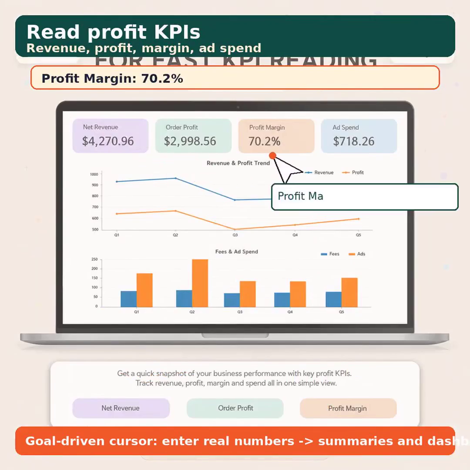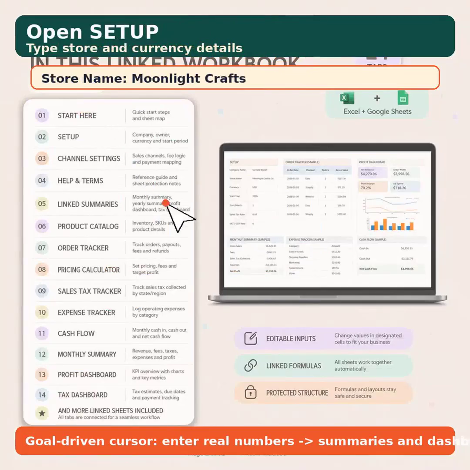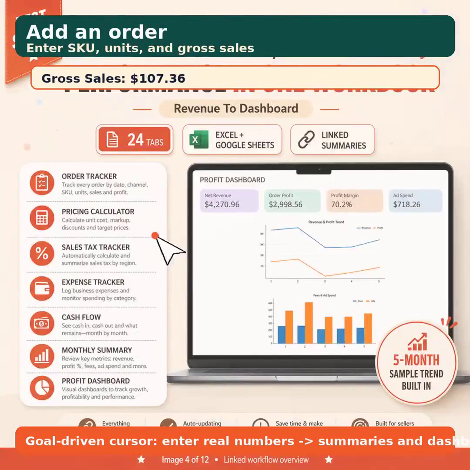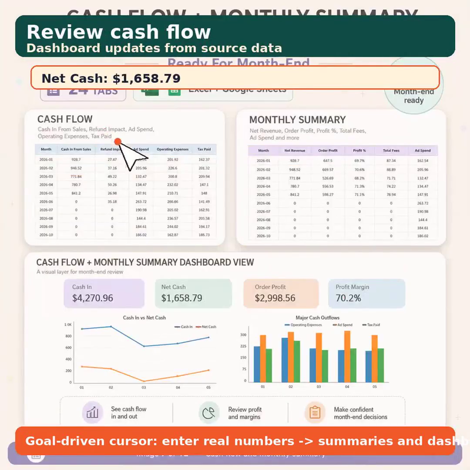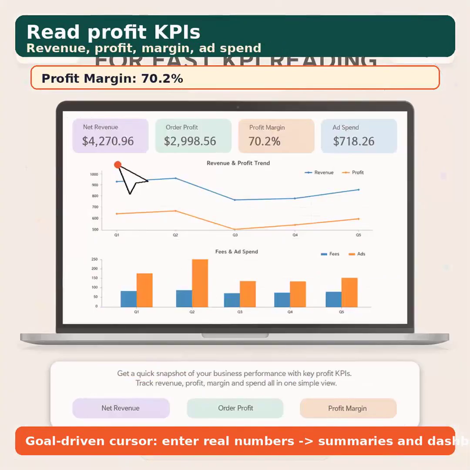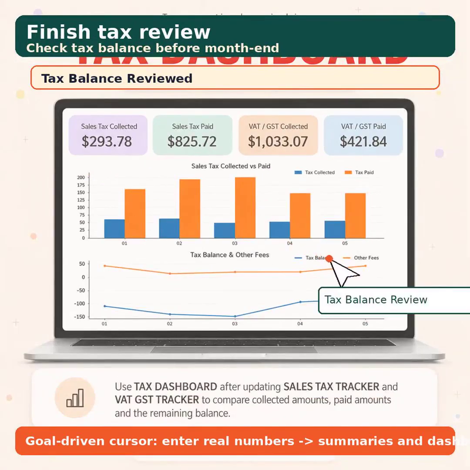Start on the Setup sheet. Enter your business name, contact details, currency, invoice prefix, payment terms, and tax rate. Review the status, payment method, priority, and billing frequency lists before using the workbook.